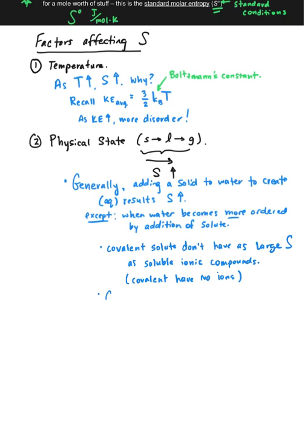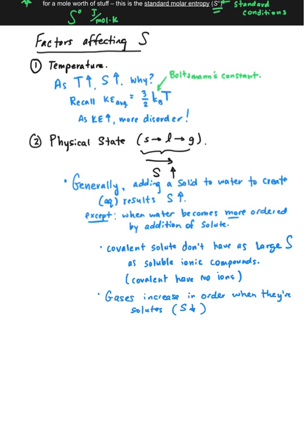Lastly, gases increase in order when they're solutes. Gases by themselves already have high entropy, so trying to force a gas into an aqueous phase actually decreases the entropy of a gas. Its entropy goes down when they're forced to be solutes in aqueous phase.